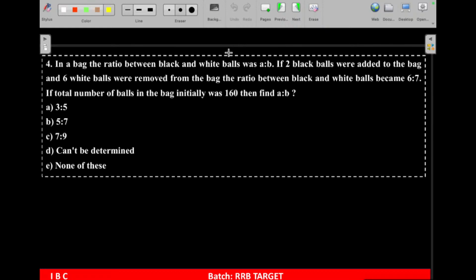Same kind, small difference. In a bag, the ratio between black and white balls was A is to B. If 2 black balls were added to the bag and 6 white balls were removed from the bag, the ratio between black and white balls becomes 6:7. Same kind of question. You try to do it.